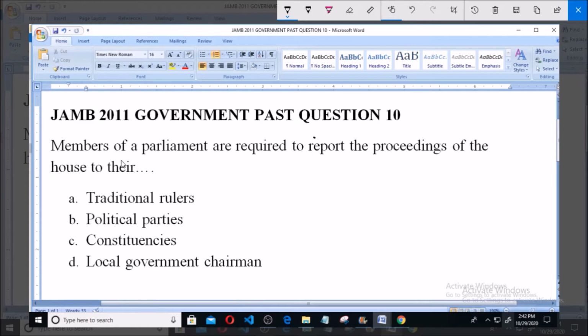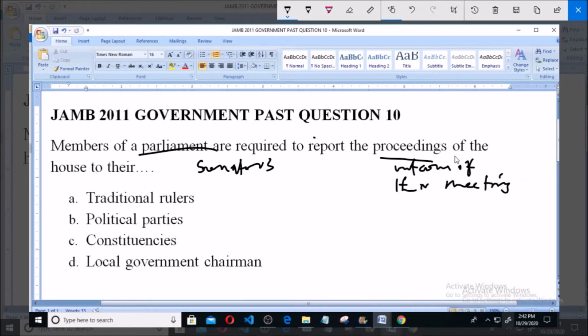That is, the senators. Members of the parliament means senators. That is, the senators are required by law to report the outcome of their meetings in the house or in the national assembly to their dash.